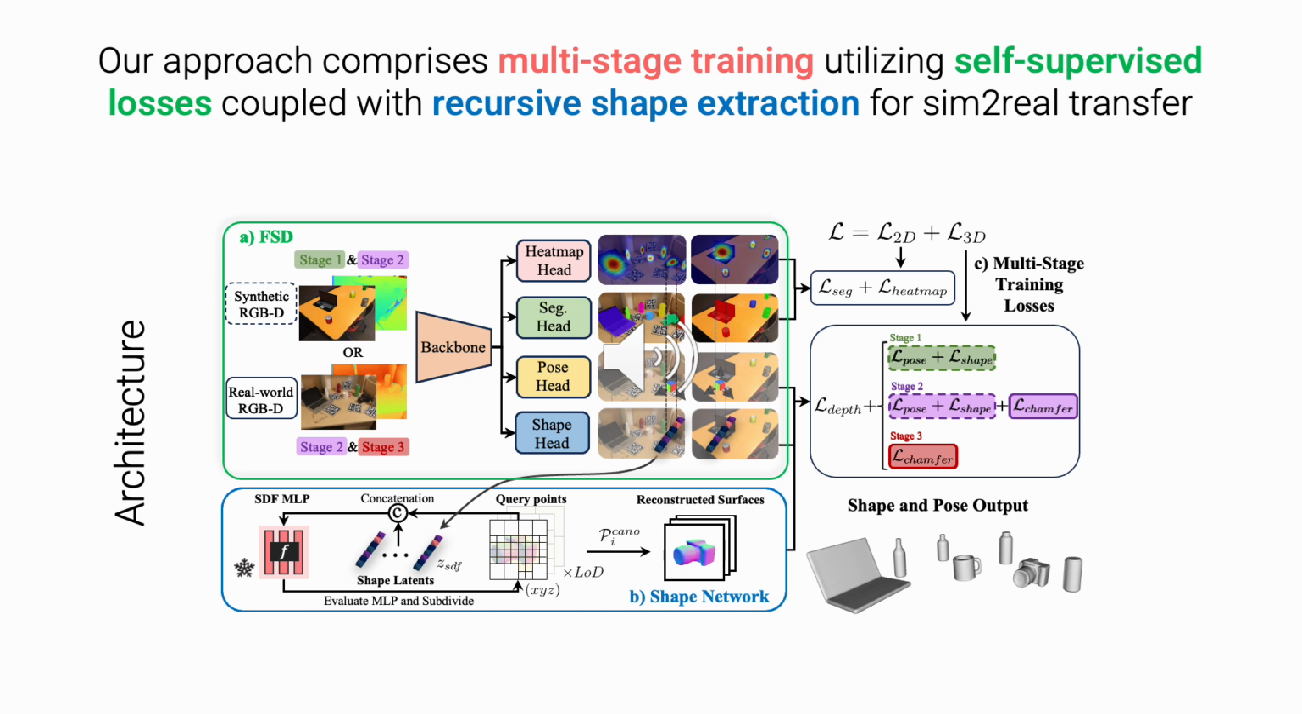Our learning strategy consists of three distinct stages: pre-training on synthetic data, followed by mixed training with a combination of synthetic and real data, and lastly, fine-tuning on real data. 3D labels are only used in the synthetic pre-training stage, and we apply chamfer losses in mixed training and fine-tuning between the estimated and predicted point clouds.